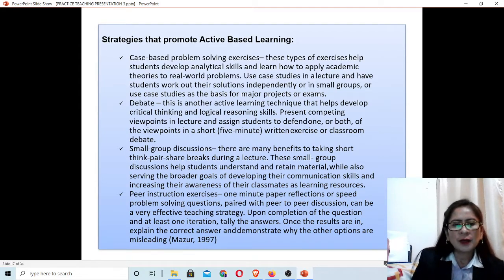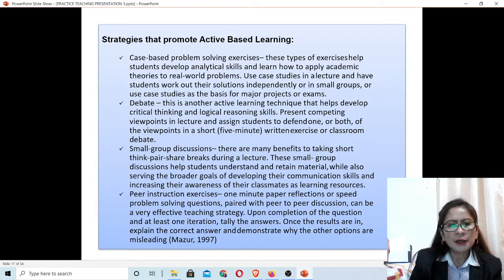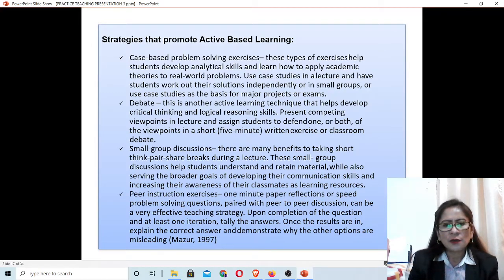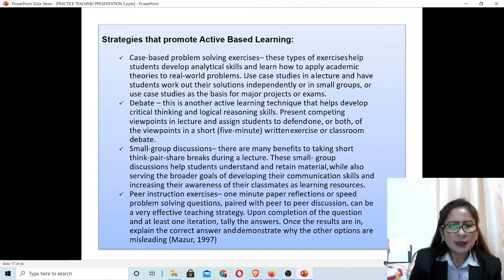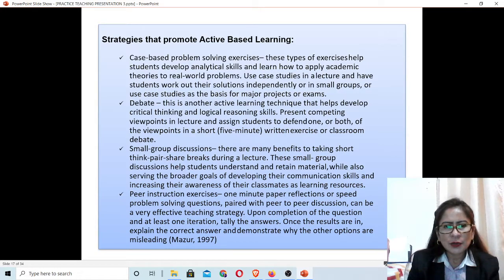Debate. Debate is another active learning technique that helps develop critical thinking and logical reasoning skills. Present competing viewpoints in lectures and assign students to defend one or both of the viewpoints in a short five-minute written exercise and a classroom debate.